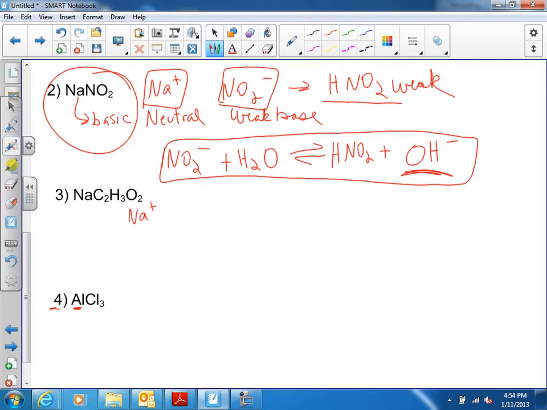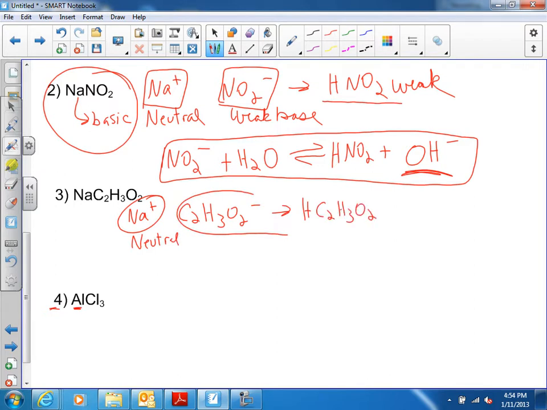We've got Na+, and we've got C2H3O2-. Okay, cations, this is an alkali metal. It is neutral. Anions, let's get the conjugate acid, HC2H3O2. Is that a strong acid? No, it's not. So this is a weak acid.